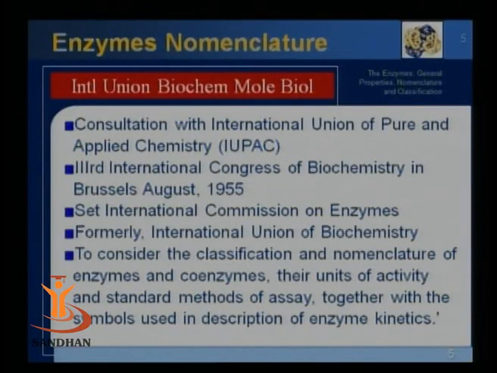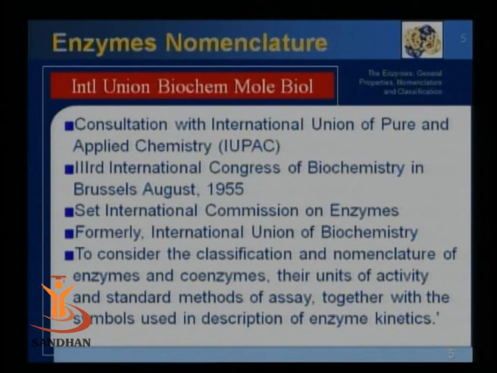As Yagnik sir has given a brief idea about the international union which has taken the responsibility for giving the exact classification and nomenclature of enzymes. Initially it was assigned to the IUPAC, the International Union of Pure and Applied Chemistry. Then at the Third International Congress of Biochemistry, in August 1955, it was initially started. Then an International Commission on Enzymes was set up, under what was formerly the International Union of Biochemistry, also known as IUB.